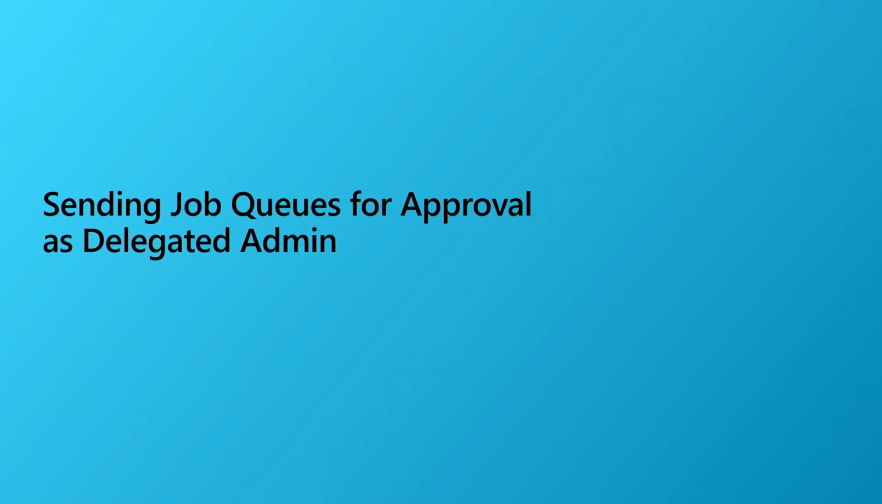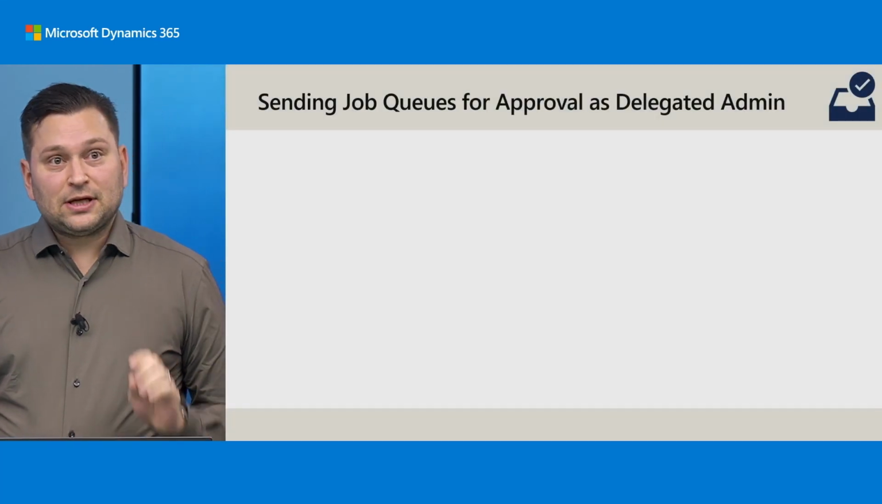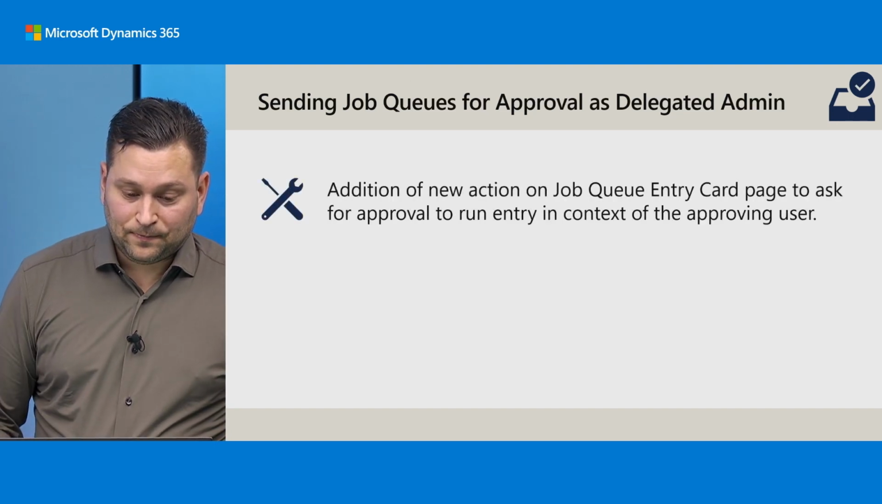Absolutely. So one final little demo. Actually, it's not going to be a demo this time around. I'm just going to show a quick screenshot. But yeah, let's take a look at what we have here. So the last topic is sending job queues for approval as delegated admin. Now, what does that mean?